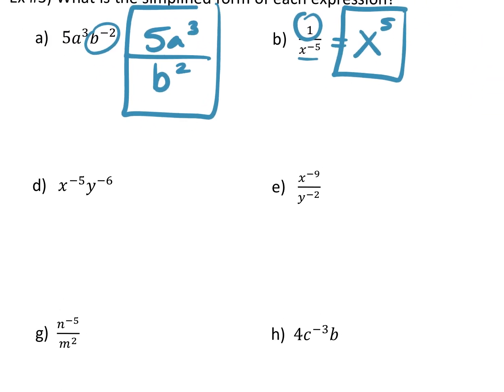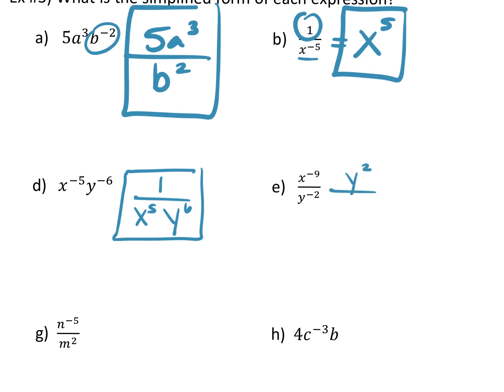Look at D. What needs to move? Both of them. So x to the negative fifth needs to go down and be positive. Y to the negative 6 moves down and becomes positive. What's on top? A 1. Okay? Okay, now this one, they're both negative. What do you got to do? Flip them both, right? The y is going to go up, make it positive. The x is going to go down, make it positive. That is your answer.